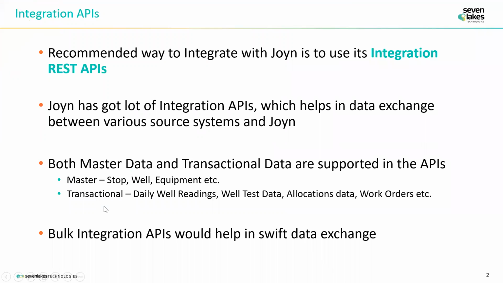The best and the recommended way to integrate data with JOYN is to use its integration REST APIs. JOYN has got a lot of integration APIs which help in data exchange between various source systems and JOYN. JOYN APIs do support master data and transactional data integrations. JOYN has bulk integration APIs which would help in very fast data exchange.